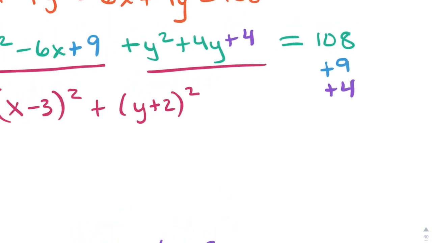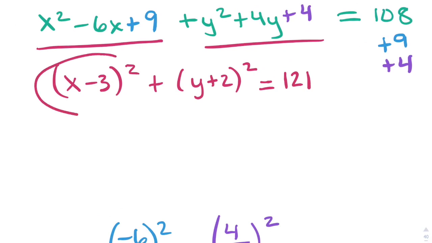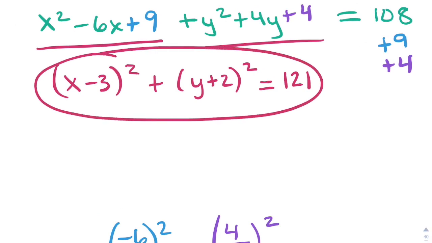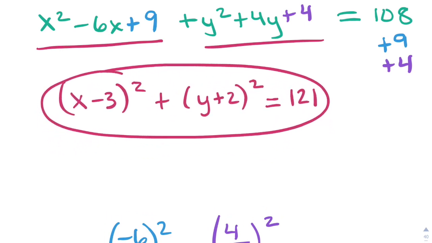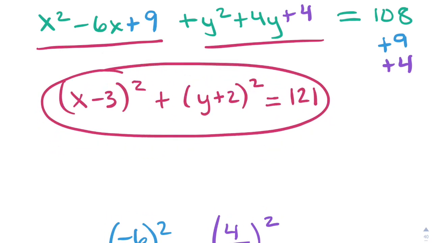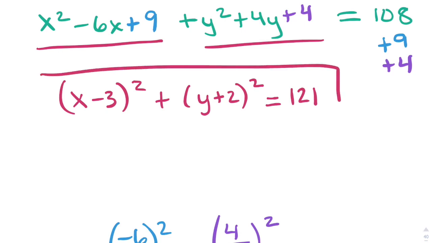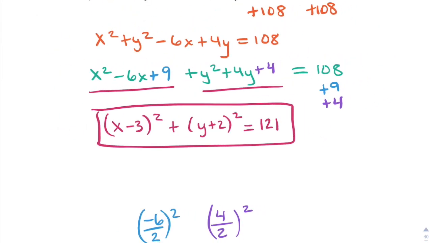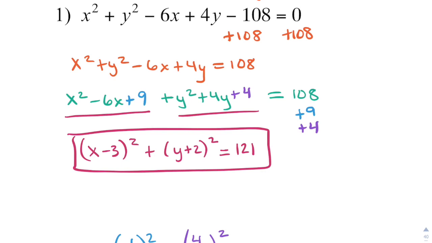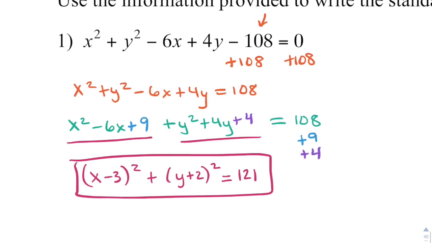And then the last thing I have to do is look at the other side. What is 108? 108 plus 9 plus 4 is 121. Now I'm done. That is the equation in standard form, which is awesome. That is my equation in standard form, and I am done. Let me do that again. So x minus 3 squared plus y plus 2 squared equals 121. So I made that equation right there into the other one.